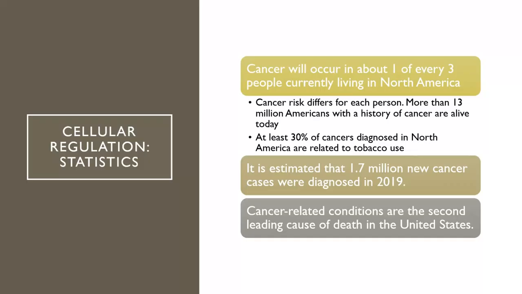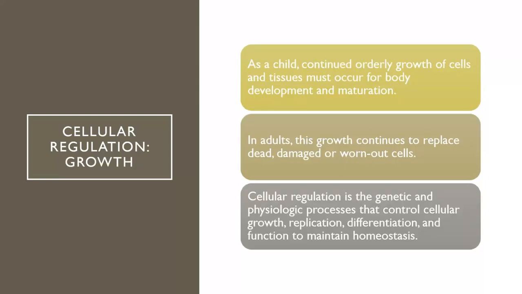Our risk factors are different for each person. More than 13 million Americans with a history of cancer are alive today. At least 30% of cancer diagnosed in North America is related to tobacco use. It is estimated that 1.7 million new cancer cases are diagnosed in 2019. Cancer-related conditions are the second leading cause of death in the United States. So, we see that the United States has a big problem with cancer, and that could be directly linked to our lifestyle and our diet.